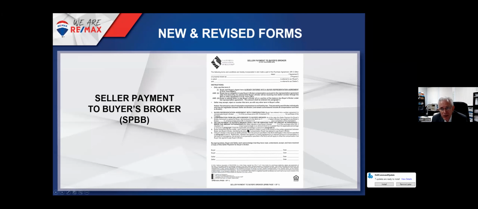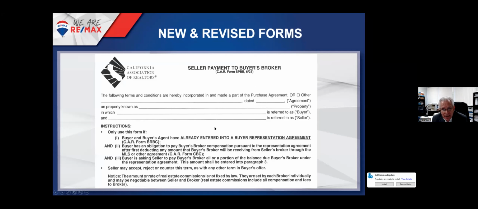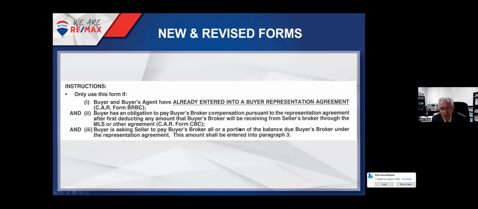Seller's payment to buyer's broker. I know this question comes up a lot, and CAR finally, the form's only been out a little while, quickly decided to put on the form a paragraph explaining when a seller paying buyer's broker, an SPBB, is appropriate. So these 3 things have to be true in order for the offer to ask the seller to pay the buyer's broker, and then if you are asking them to do that, you attach this form to the SPBB. But these 3 things have to be true.